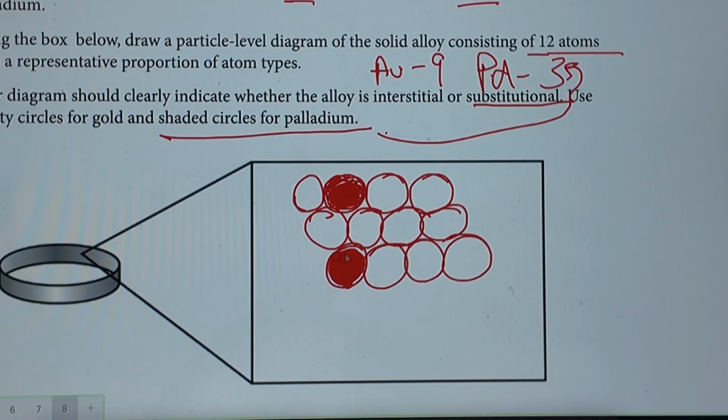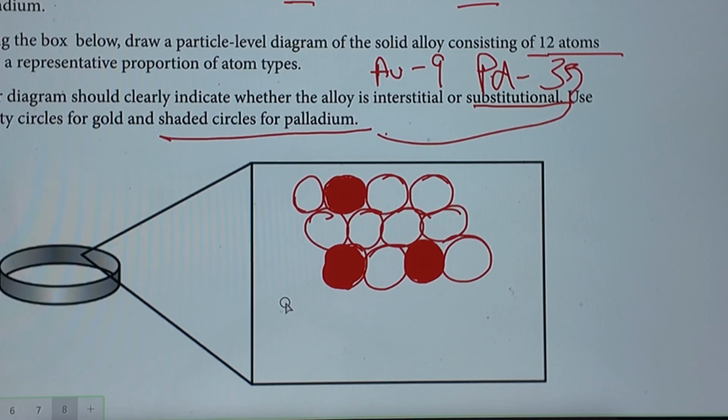All right, now we are drawing and coloring in. Okay, and then maybe put one here. There you go. You got your 9 gold atoms, and you got your 3 palladium. And that's it for chapter or unit or section 2.4.